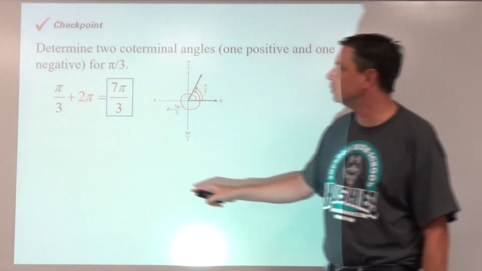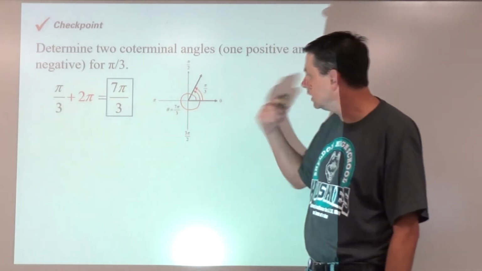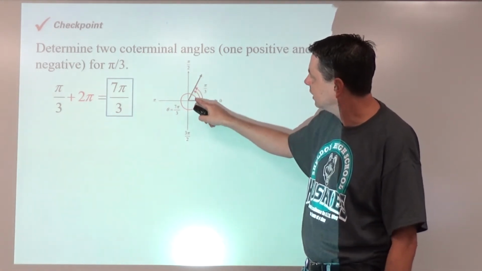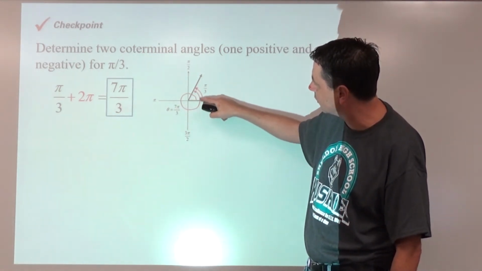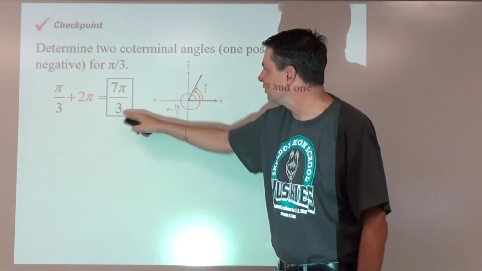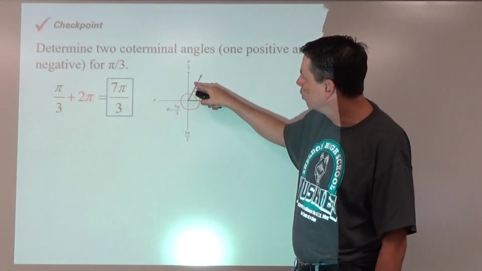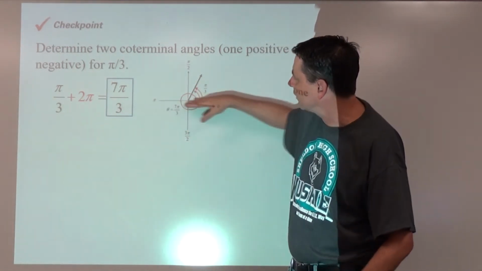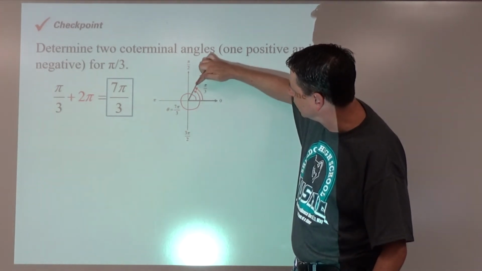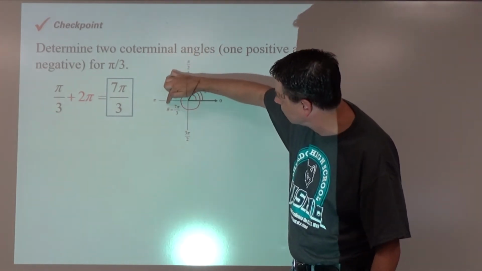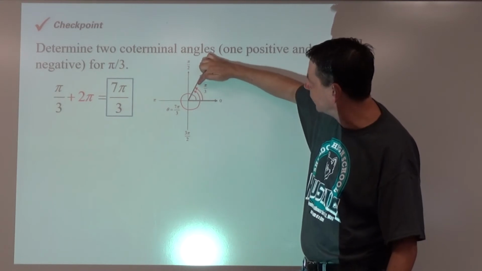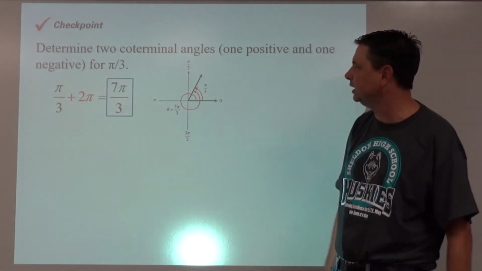If we add 2 pi, we're going to get 7 pi over 3. The sketch: here's our original, here's rotating all the way around and then some. 7 pi over 3, if we were to count it: remember, if we're doing pi over 3s, we're dividing into 3 equal pieces. So it would be 1, 2, 3, 4, 5, 6, and there is 7 pi over 3.